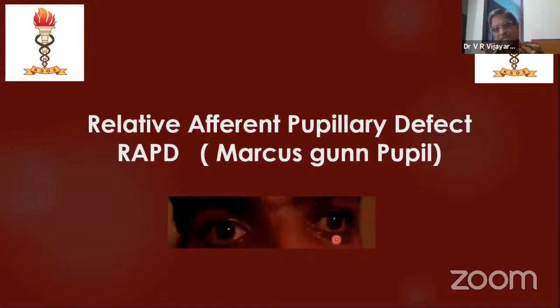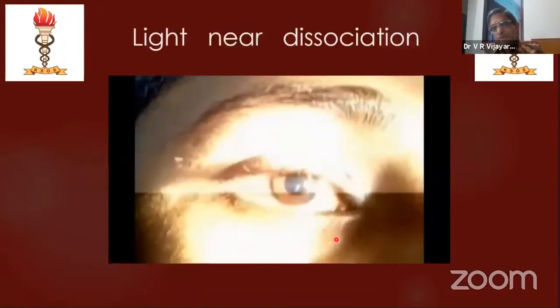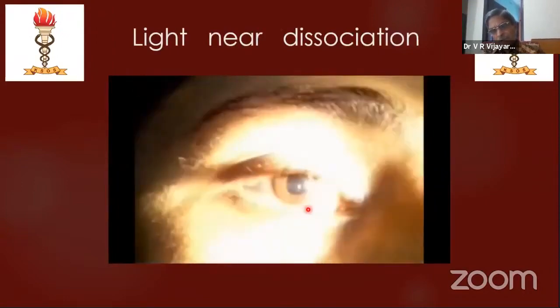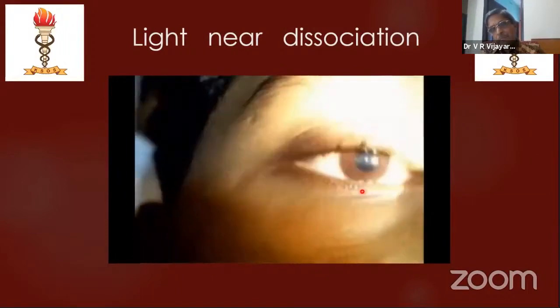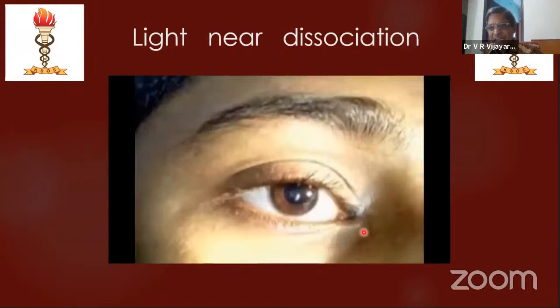I told you, now we have near reactions. See now, the pupil for light is not working. Now when you ask him to converge, see the pupil. Now the pupil starts constricting. This is the problem called light-near dissociation, otherwise called the pupil reacting for near reflex, not reacting for light.